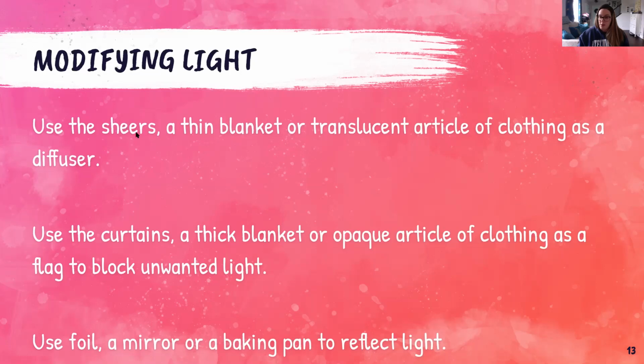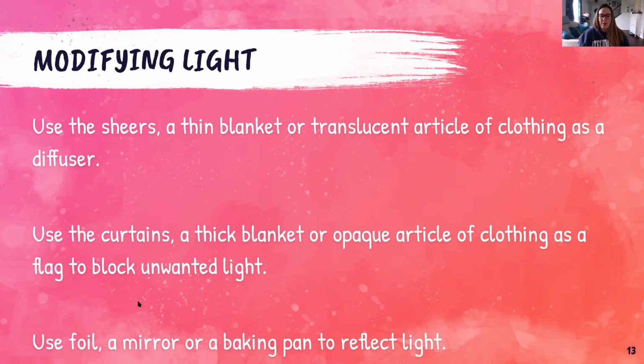Maybe you have sheers. Maybe you have a thin blanket or translucent article of clothing that you could have an assistant hold, or if you don't have an assistant, clip it somewhere or even tape it on the window just for the photograph. If you have curtains, I should even say blinds, because blinds could even block the sun. If you have a thick blanket or an opaque, thick piece of clothing that sun won't travel through, you could use that to flag or block unwanted light.